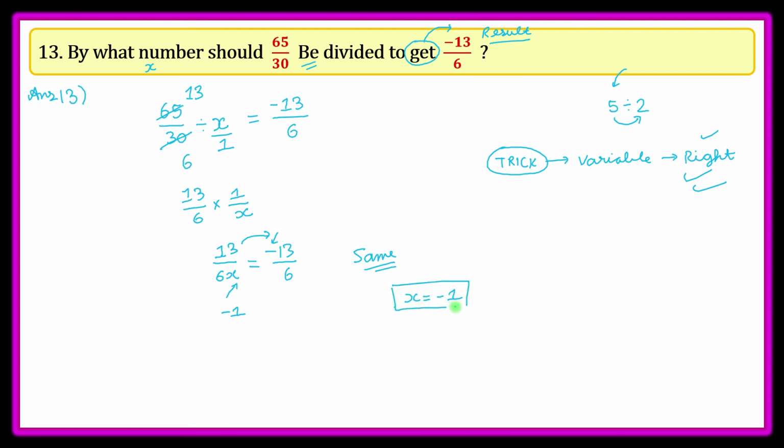How? Because see, the left hand side and right hand side have the same exact rational number, 13 upon 6. Same number, only the sign is changed. So it means x is the number which is making the sign change. And -1 is the only number which makes a rational number change sign without changing its value. That is, its numerator and denominator stay the same, it changes only sign. So by logic also, x is equal to -1. But if this trick does not work, you just cross multiply like this and you can find x very easily. But x is this only. Very logical.